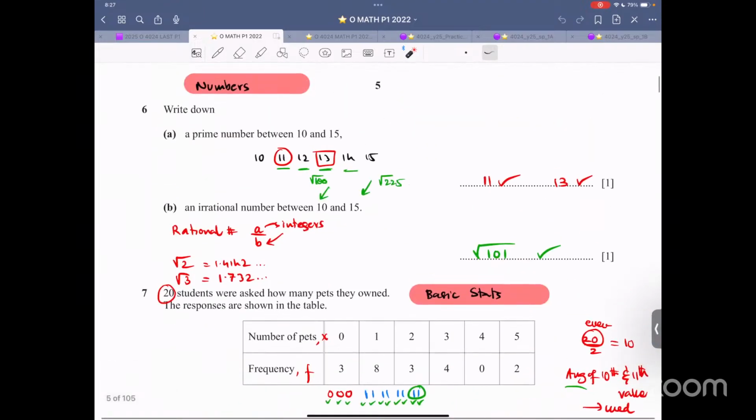Something like all this basic thing: write down a prime number between 10 and 15. So just mark it down. It could be between 10 and 15. It could be 11. It could be 13.